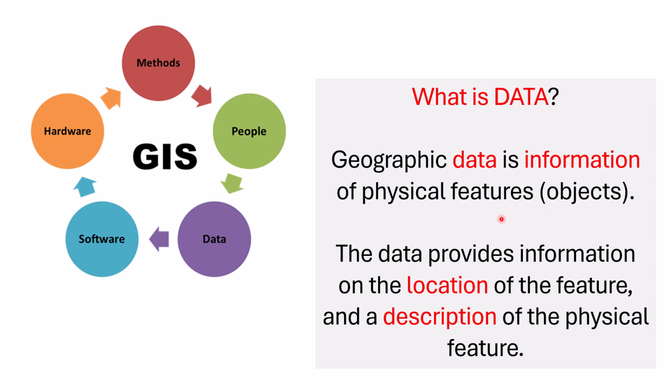That simply refers to any physical feature that you're going to find out in the world. So it could be a mountain, it could be a river, but these include constructed features like roads and dams and schools, for example. So geographic data is information on physical features or objects, and this data that the GIS specifically is interested in provides information on the location of a particular feature as well as a description of that particular feature.